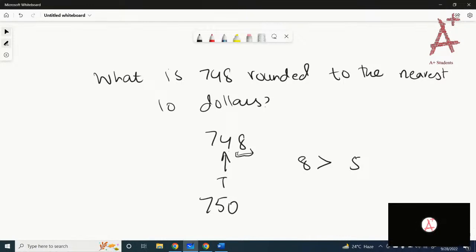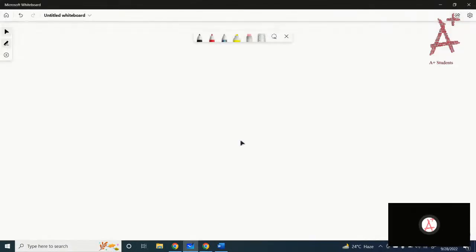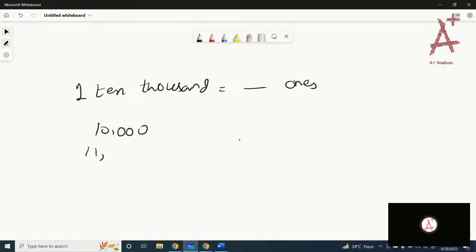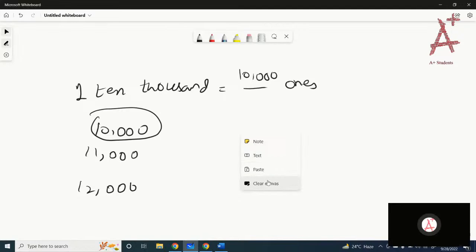Okay, the next one is 1 ten thousand equals how many ones? And the options given are 10,000, 11,000, and 12,000. So which option is the correct one? It is 10,000. In one 10,000, you have 10,000 ones. Got it? Okay, select the correct option. The first one is the correct one and move on to the next question.